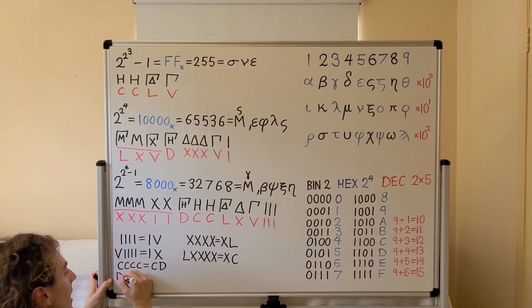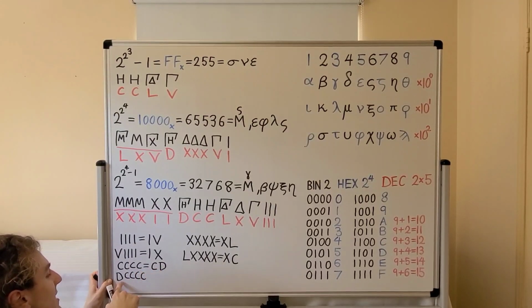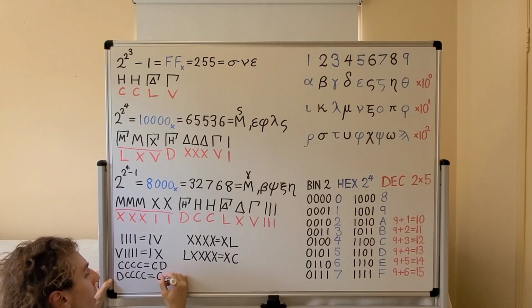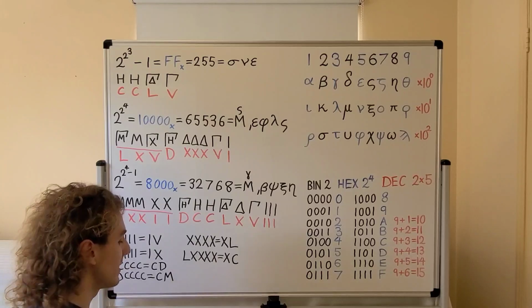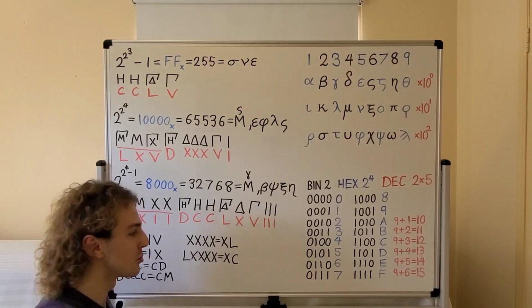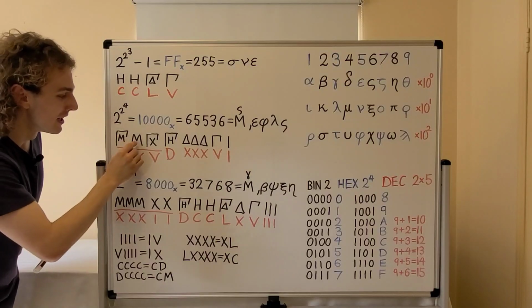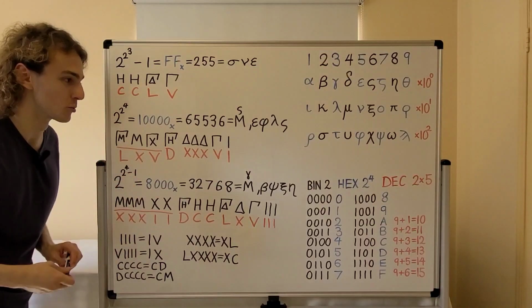And if we have 500 followed by C, C, C, C, this is 500 plus 400, that's 900, and 900 is 100 less than 1,000. So M is used to represent 1,000 in Roman numerals. But that can be confused with this mu. Mu is used to represent a myriad using the Greek acrophonic numerals.